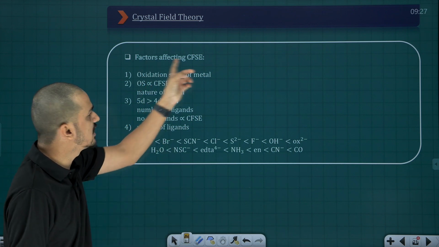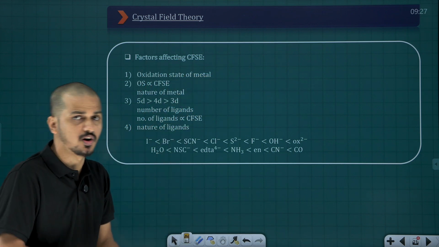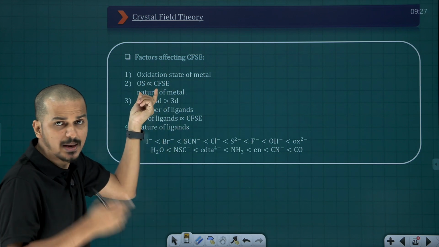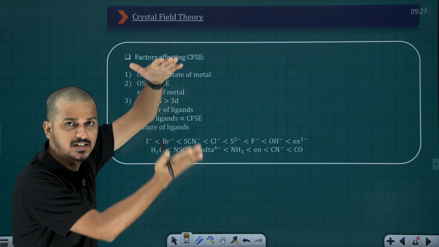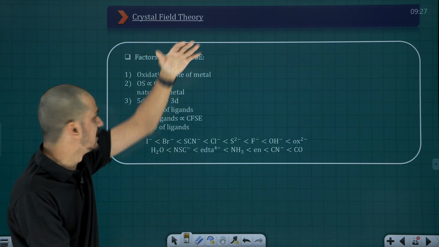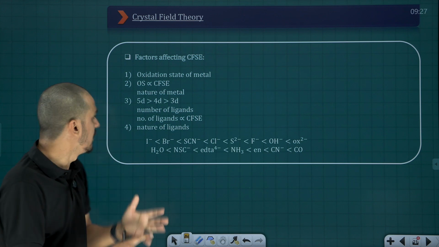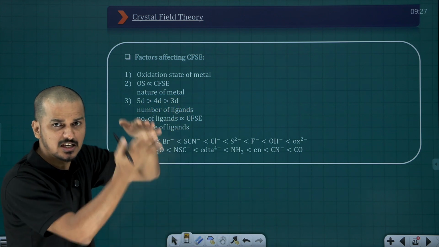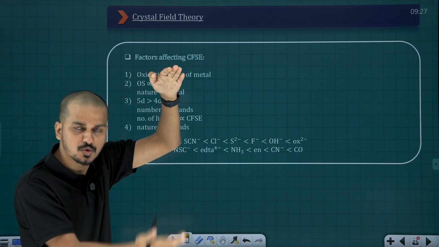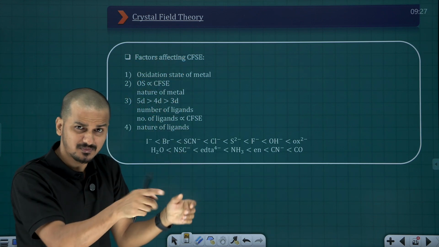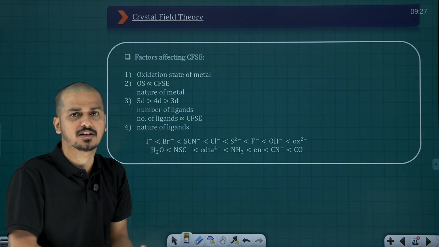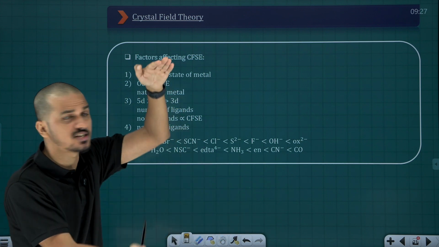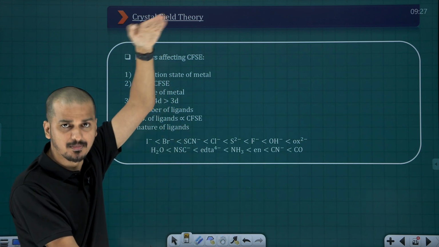And the factors affecting crystal field stabilization energy. First one, oxidation state of the metal: if the oxidation state of the metal is increasing, the crystal field splitting energy is automatically increasing. Then the nature of the metal: if your metal belongs to the 5d series, there is more splitting; 4d series, less splitting; 3d series, very less splitting. The splitting between T2g and Eg, or T2 and E, depends upon which transition series your central metal atom belongs to. And the number of ligands: more ligands means more crystal field stabilization energy, so delta O and delta T will be more.